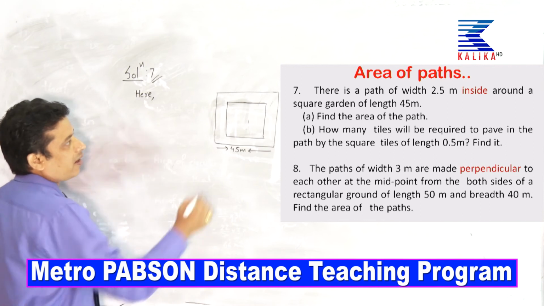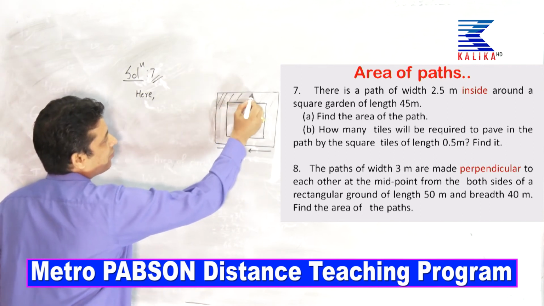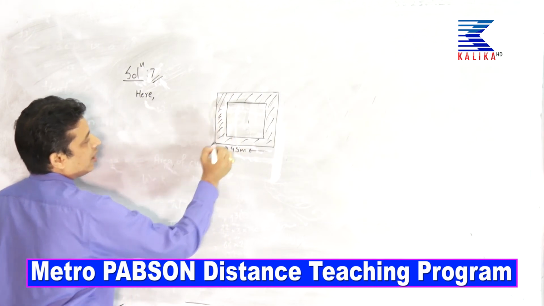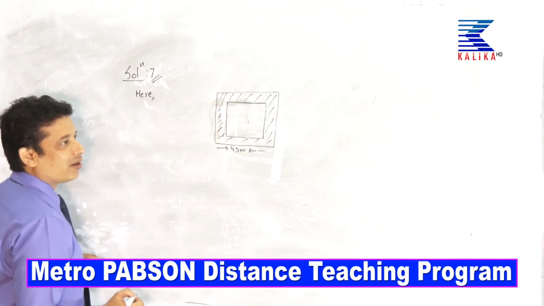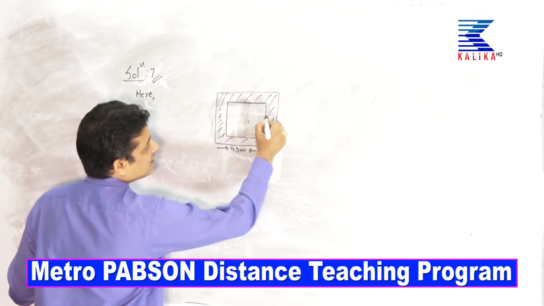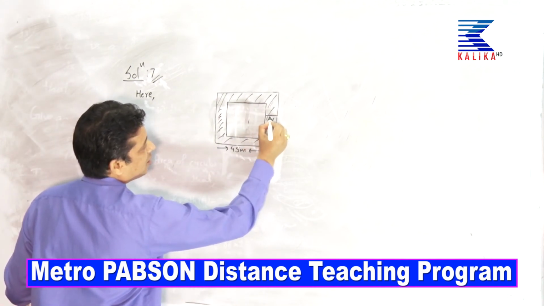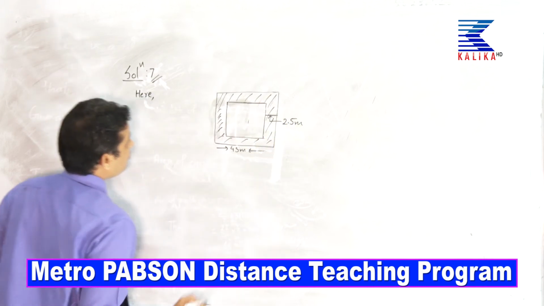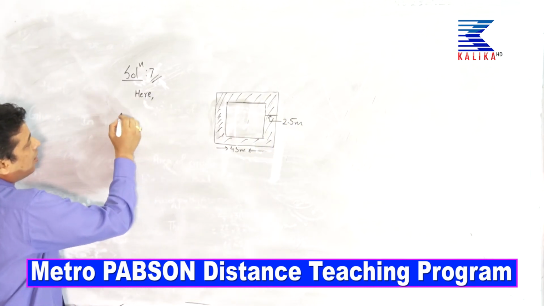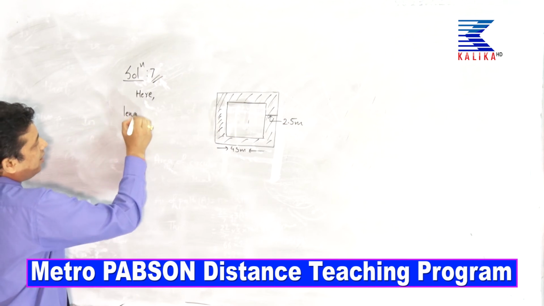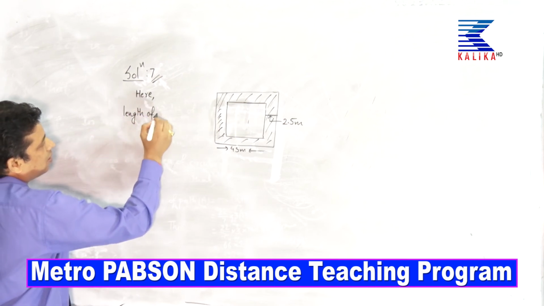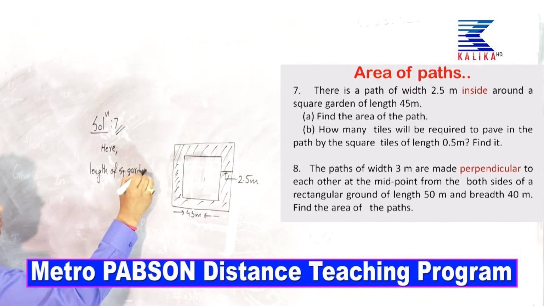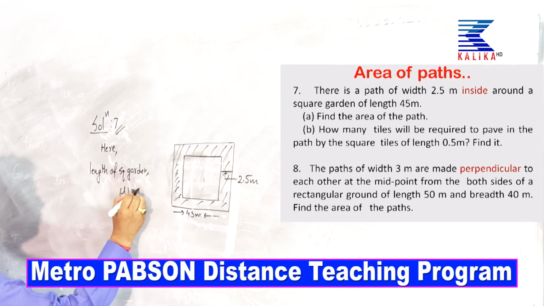So, in this square garden, let me make a path inside it. Now we are going to calculate the area of this shaded portion in another way, and here we have named it area of path. So, how much is this distance? This much. This is given as 2.5 meter. Here, the length of the square garden, L, is given as 45 meter.